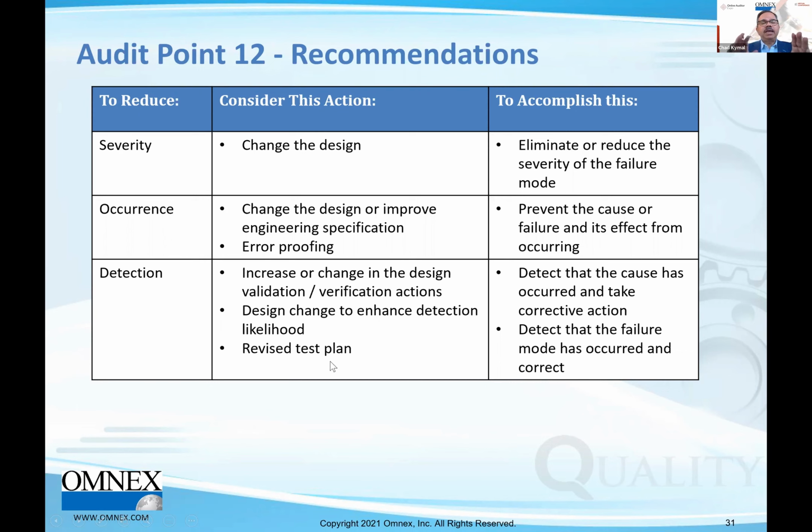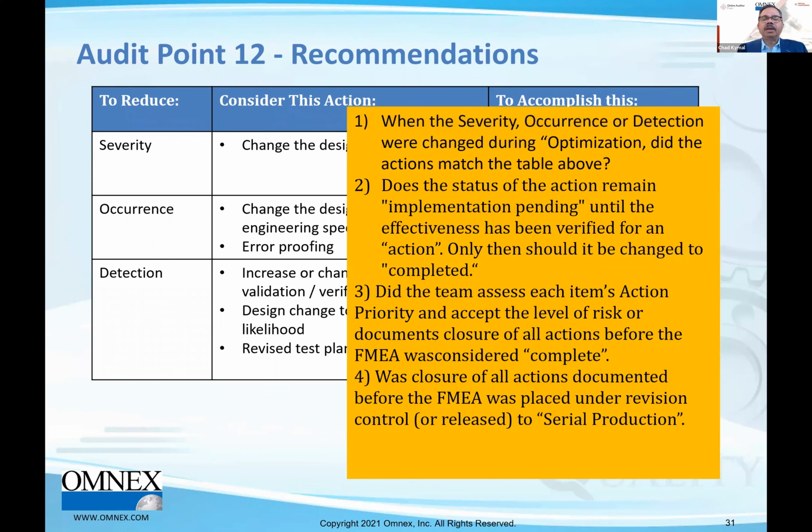All right, so this table is going to be a very valuable table for us auditors as we assess the optimization step or the recommendations. So, point 1 for the auditors: when severity, occurrence, or detection were changed, did the actions match this table? Does the status of the action remain implementation pending? It should remain implementation pending until the effectiveness has been verified, only then should it be changed to completed.